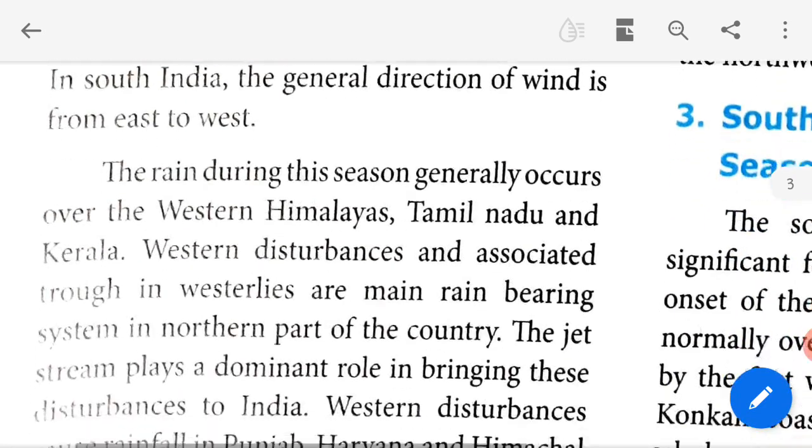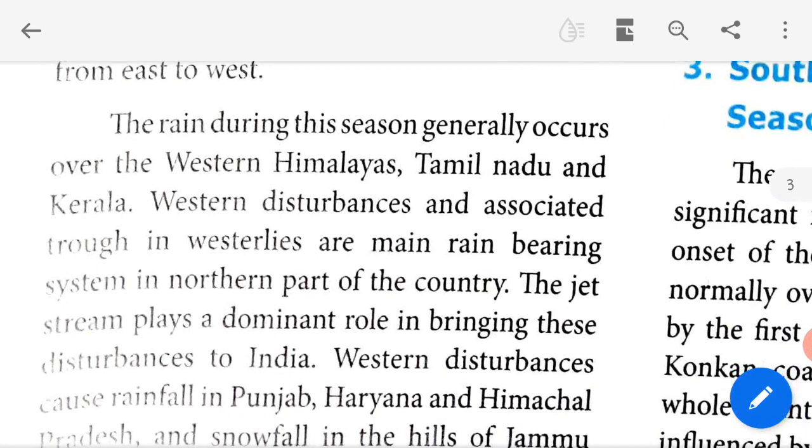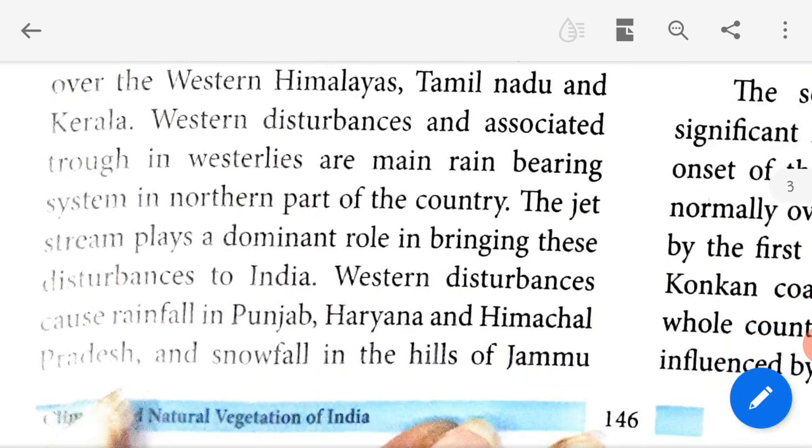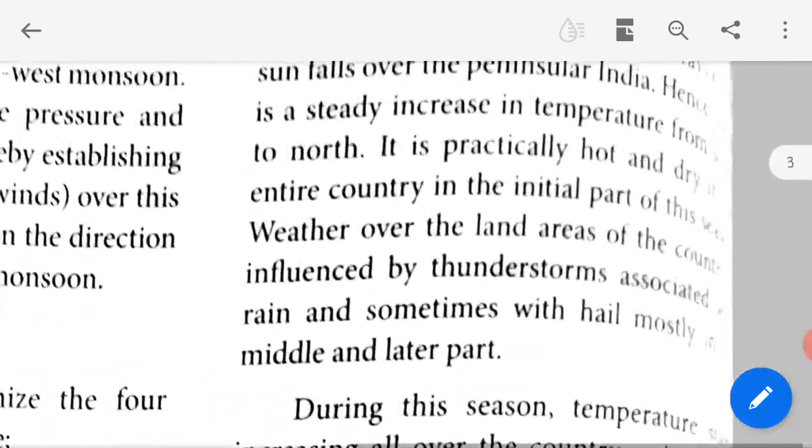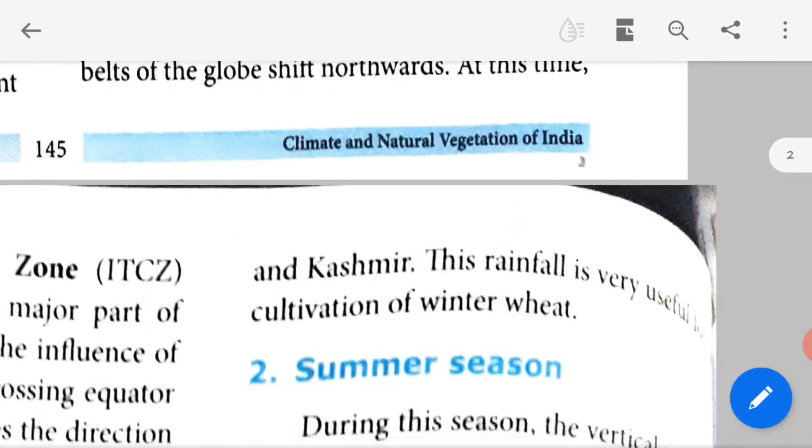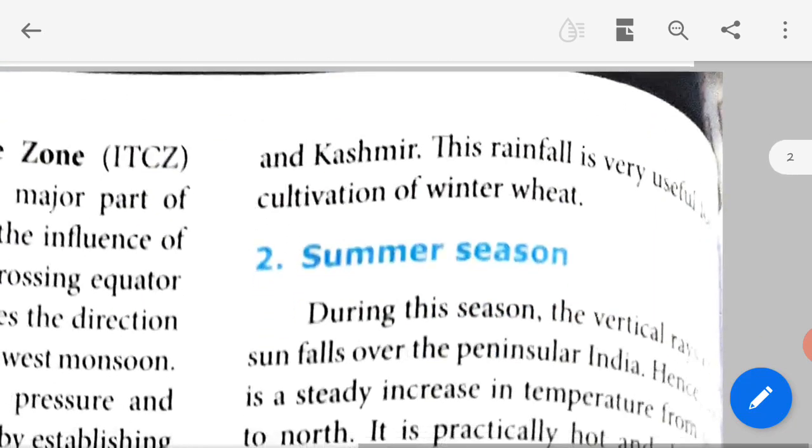The rain during this season generally occurs over the western Himalayas. So during this season, who will get a lot of rain? Western Himalayas will get rain. Western disturbances and associated troughs in westerlies are the main rain bearing systems in the northern part of the country. The jet stream, that is the wind, plays a dominant role in bringing these disturbances to India. So we face this because of the wind. Western disturbances cause rainfall in Punjab, Haryana and Himachal Pradesh, whereas snowfall in the hills of Jammu and Kashmir. The rainfall is very useful for the cultivation of winter wheat. So for this, that rainfall is very, very useful.